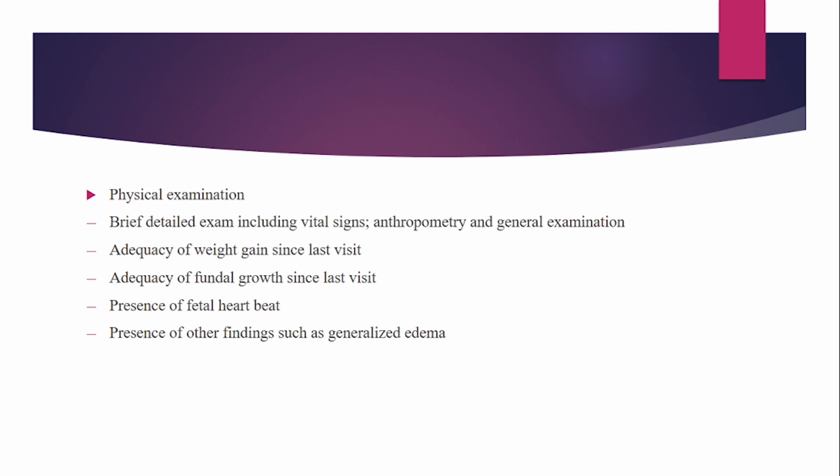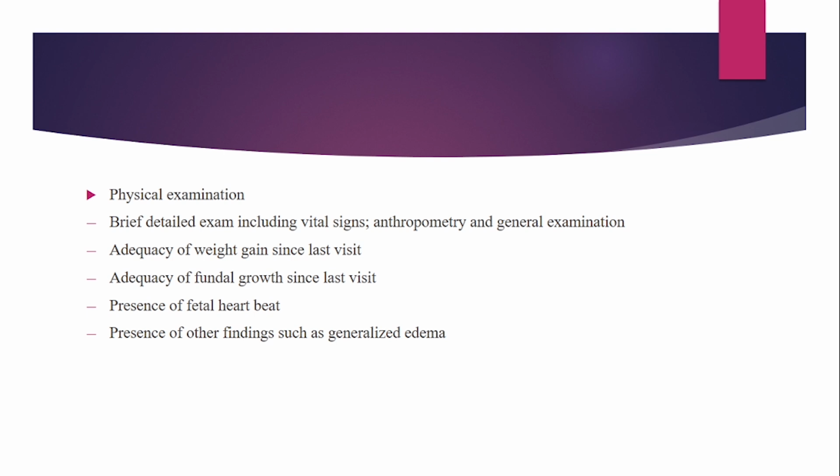Physical examination should be a brief, detailed examination, including the vital signs, the anthropometry, and general examination. Some of these things we talked about in the previous slides. You want to take the pulse rate, the blood pressure, the respiratory rate, because any of them may be pointers to danger signs in pregnancy. And that is why at any time these women come for routine antenatal clinic, we must examine them along this line.